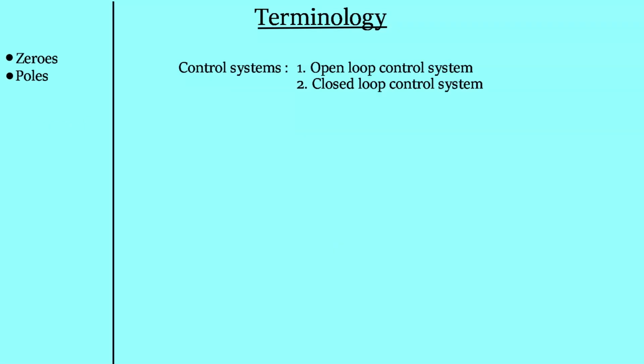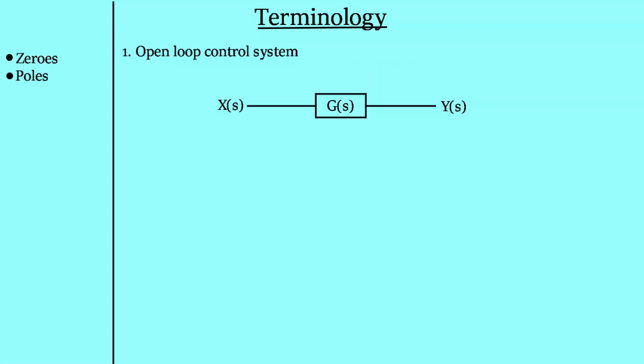We have seen that we have two types of control systems. One is open loop control system and the other is closed loop control system. The general representation of an open loop control system is like this, where y and x are output and input, and g is the transfer function of the system. The term g is referred to as open system transfer function.